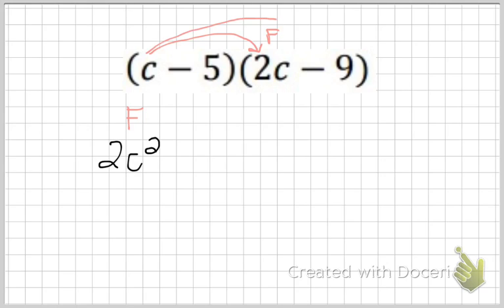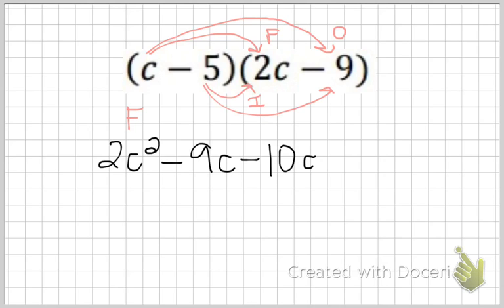Then we do the outer. And again, in your mind, you should be telling yourself c times negative 9. Negative 9c. Move on to the inner terms. Negative 5 times 2. Negative 10c. Then at last, we have negative 5 times negative 9. And that is positive 45.